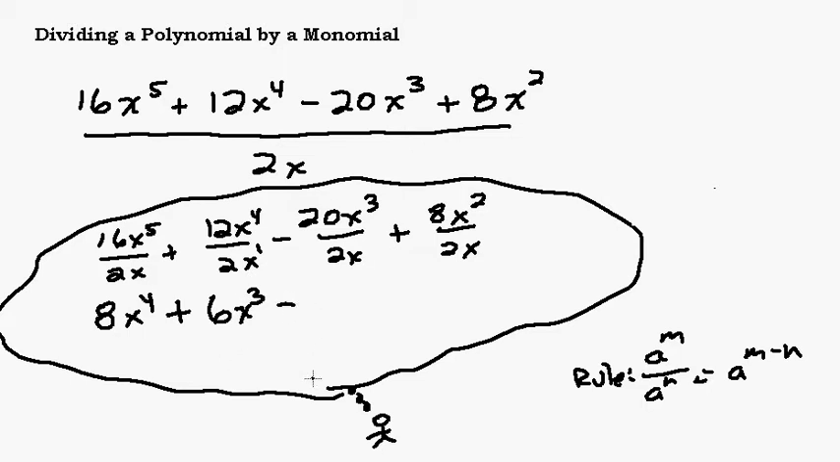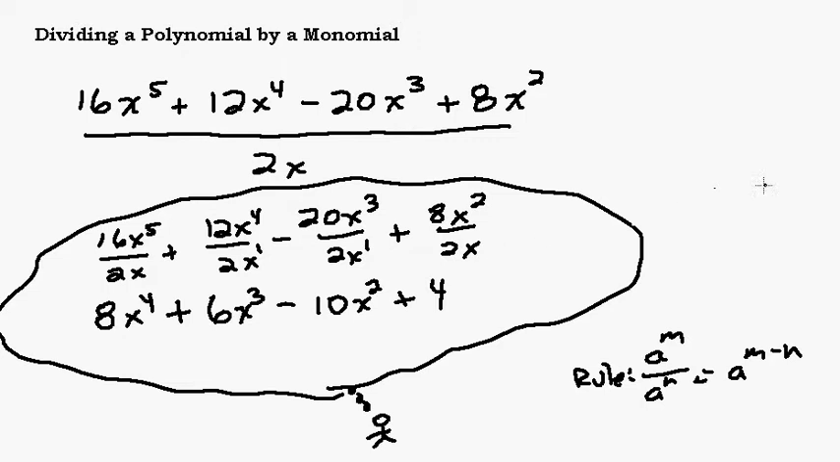Bring down the minus. 20 divided by 2 is 10. Now I got an x to the third divided by an x to the first. If there's no exponent there, it's to the first power. And I'm going to subtract those and get x to the second. And lastly, 8 divided by 2 is 4.